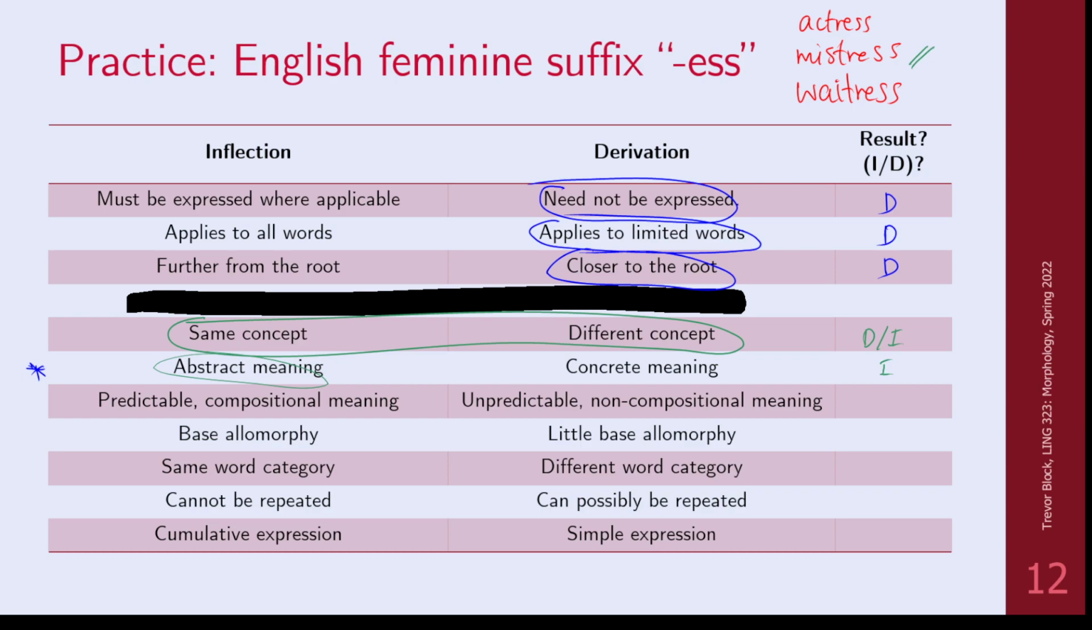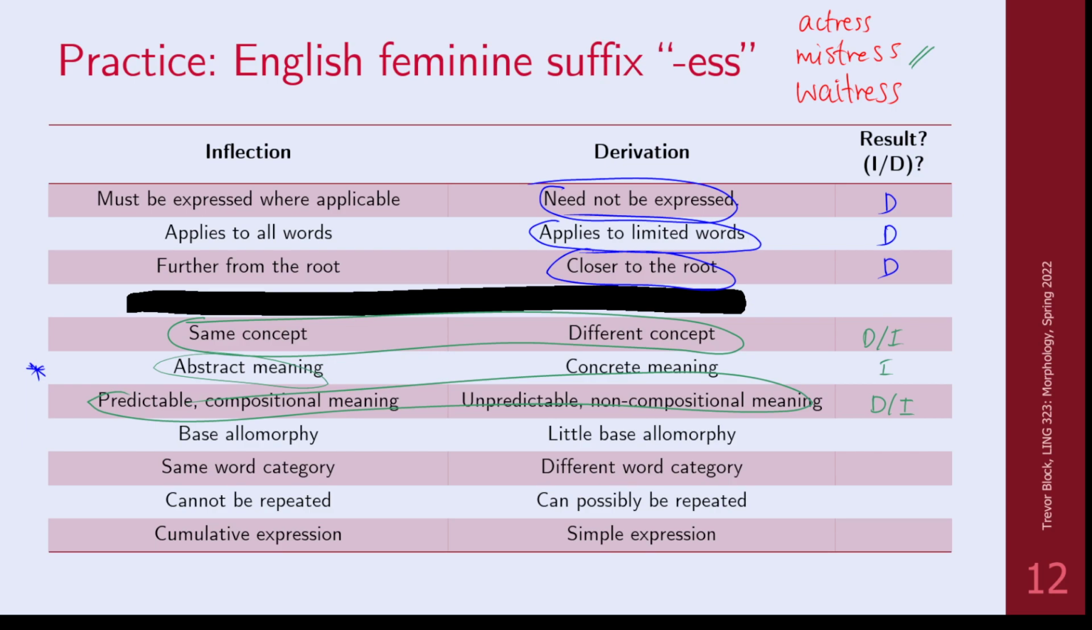Is the meaning predictable or not? Again, this is the same sort of problem as the fifth property, same concept or different concept. It depends. It is somewhat predictable. It's mostly predictable because in most cases, the -ess is just the feminine version of the masculine version, but there are some exceptions. So I don't want to say it's completely unpredictable, but there are some unpredictable words.